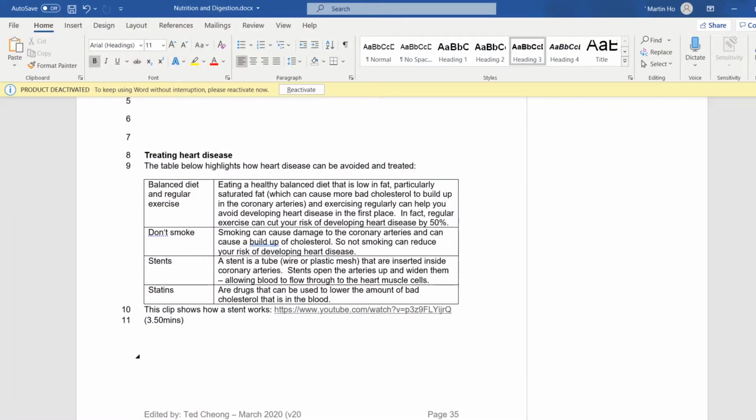So now that you've completed the video, let's take a look at the best methods in which we can treat heart disease. The table below highlights how heart disease can be avoided and treated. Just like we discussed earlier, balanced diet and regular exercise is the first and primary way in which you can combat or treat heart disease. Eating a healthy, balanced diet that's low in fat and exercising regularly can help you avoid developing heart disease in the first place. In fact, regular exercise can cut your risk of developing heart disease by 50%.